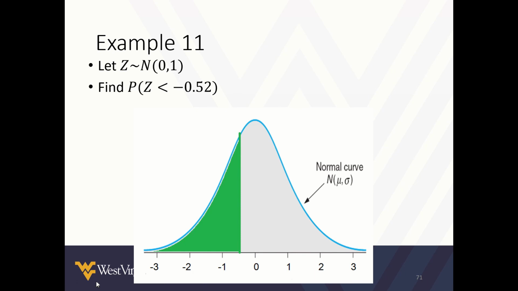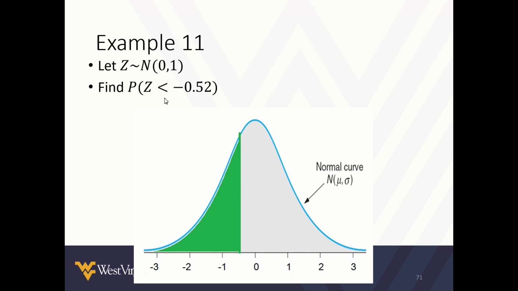Once again, let's take a look at another example. In this case, we want to find the probability of z being less than negative 0.52. As you saw in the previous slide, I do recommend, at least as you're getting started, to always draw the picture so you have a concept of what you're looking at, particularly when we're dealing with the normal distribution, because it can be pretty easy to draw and also very easy to get confused.